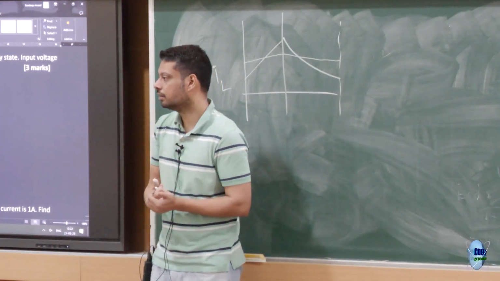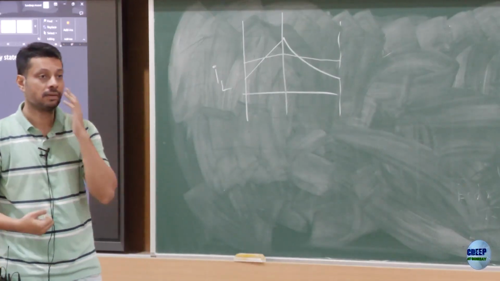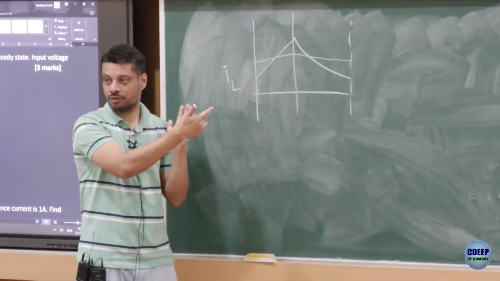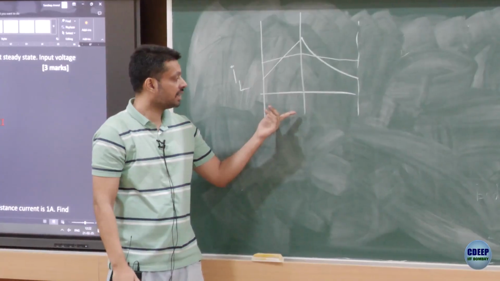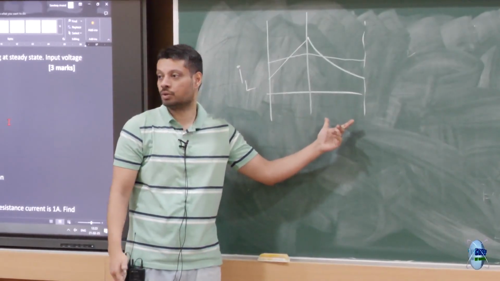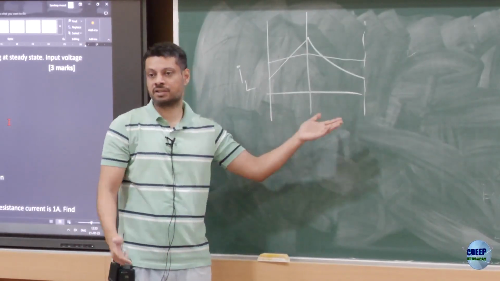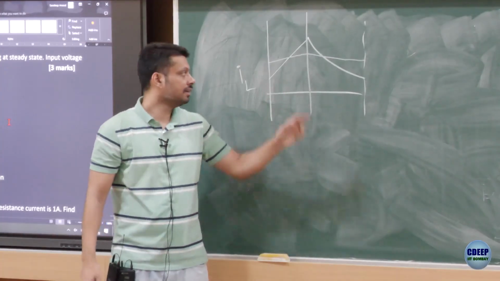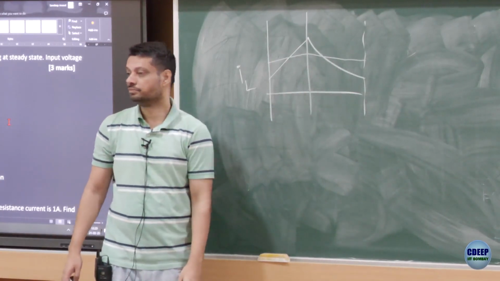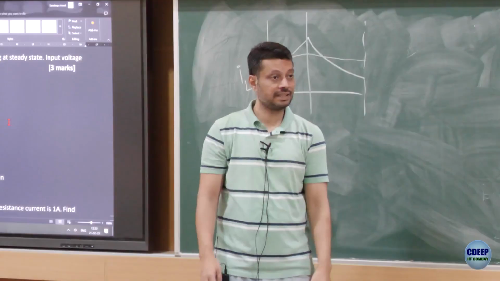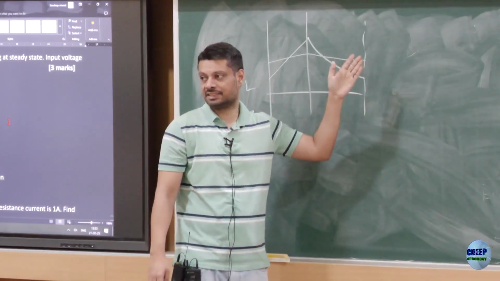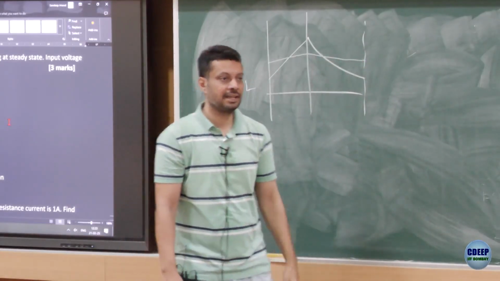Is that okay? Want me to repeat? It's in steady state, so the average inductor voltage must be 0, right? So you know the average inductor voltage in this region. You can find the voltage applied in the inductor in this region. This is equal to I into R. So you equate the total average voltage to 0, you will get a value of I. There's very negligible ripple, so you can assume I is almost constant for this part. That will give you the average inductor current. To find the average resistance current, you again have to use the duty cycle and find it.